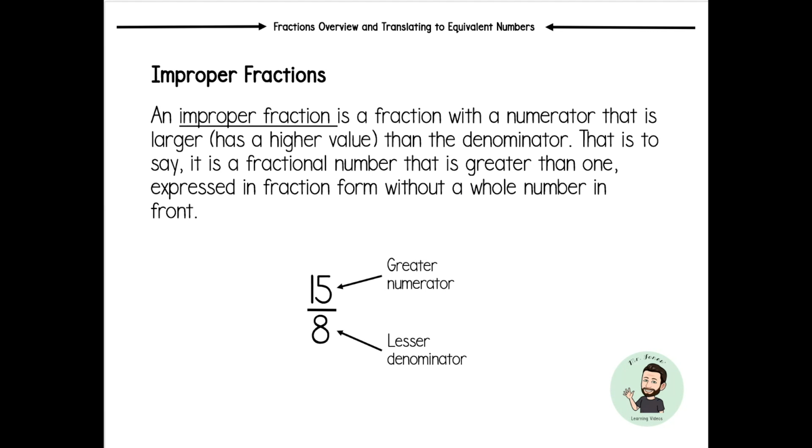Improper fractions. An improper fraction is a fraction with a numerator that is larger or has a higher value than the denominator. That is to say, it's a fractional number that is greater than 1, expressed in fraction form without a whole number in front. So again, here we have a greater numerator. We have 15/8, which has a lesser denominator.